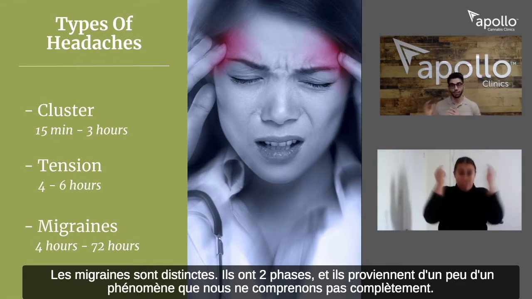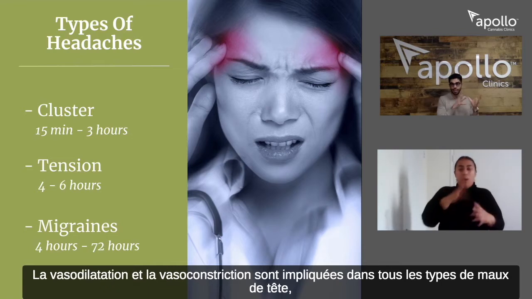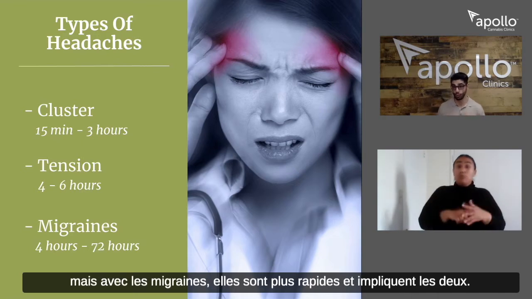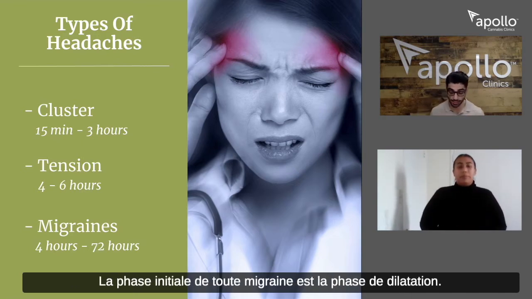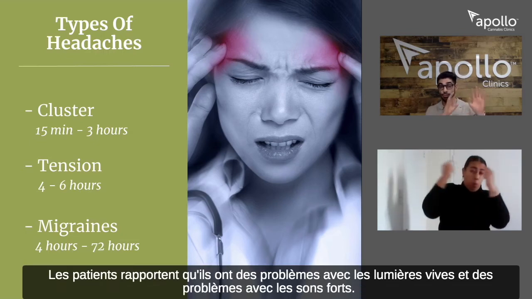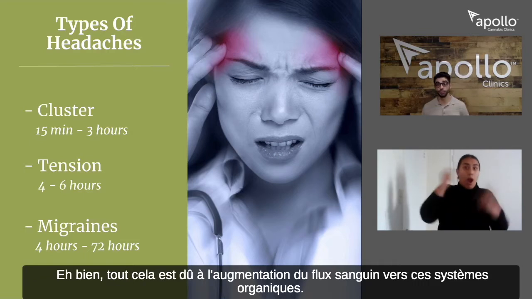They have two phases to them, and they come from a bit of a phenomenon that we don't really understand. There is vasodilation and vasoconstriction involved in all types of headaches, but with migraines, it's more rapid and there's both. The initial phase of any migraine will be the dilation phase. Patients report that they have trouble with bright lights and they have trouble with loud sounds. Well, this is all due to the increased blood flow to those organ systems.